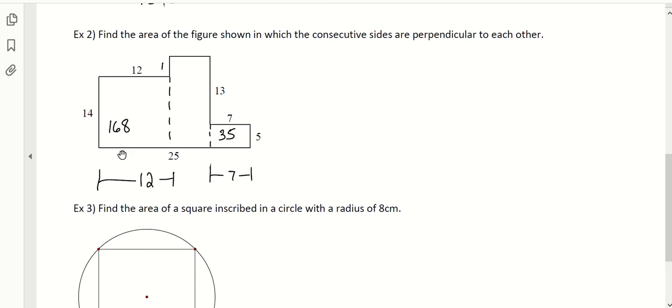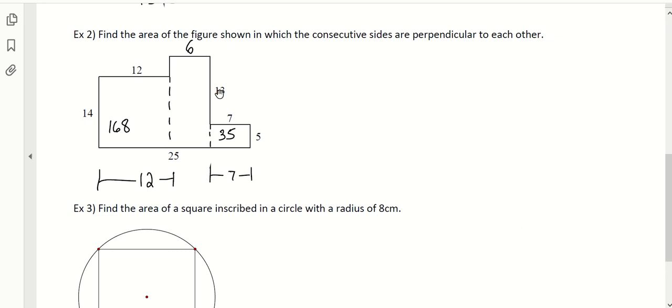keep in mind that the entire bottom side is 25. This segment here is 12. This segment here is 7. See if you can find out this center segment there. It's going to be 6, right? 12 plus 7 is 19. 25 minus 19 is 6. We can check it. 12 plus 6 is 18. 18 plus 7, we do get 25 for the entire bottom side there.